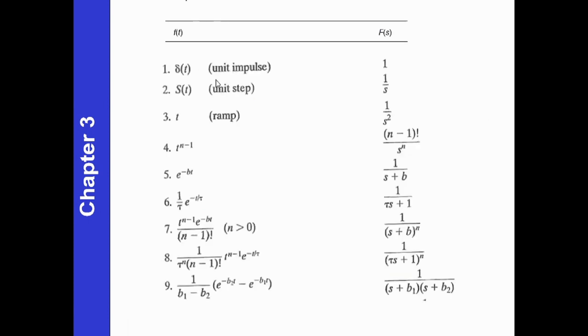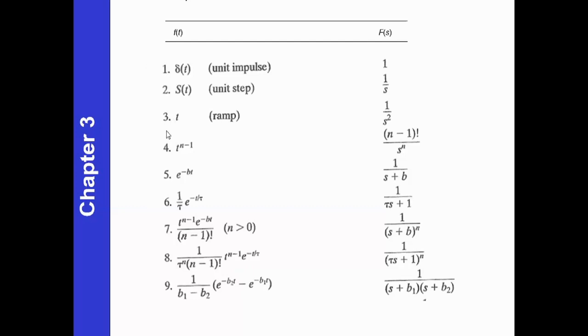Here we have the Laplace transform for functions f(t): for the input impulse, F(s) is 1; for the unit step, 1 over s; for the ramp, 1 over s²; for t^(n-1), the Laplace transform will be (n-1)! over s^n. For e^(-at), it is 1 over s plus a, and for the next one, e^(-t/τ), it will be this type.